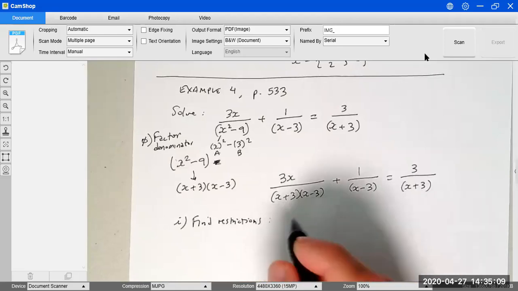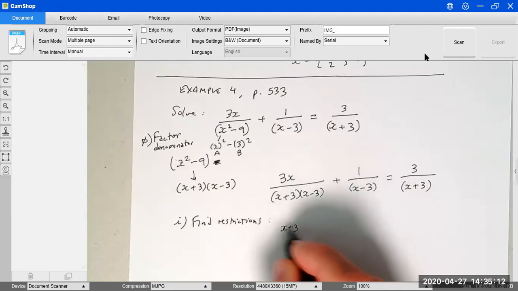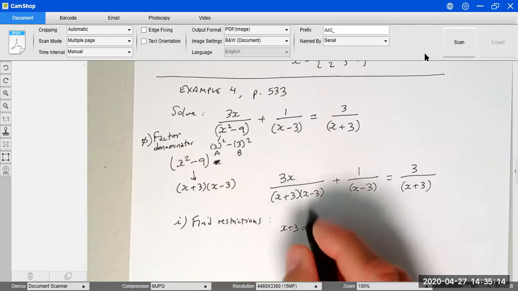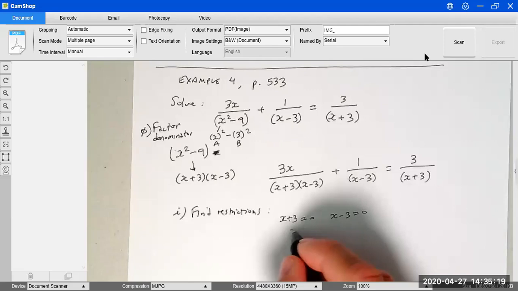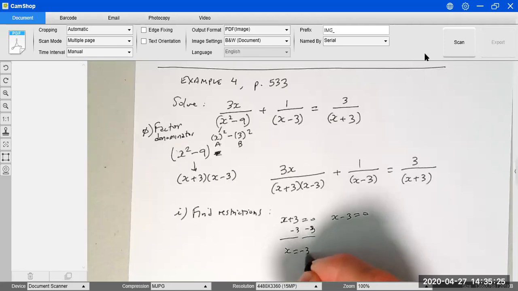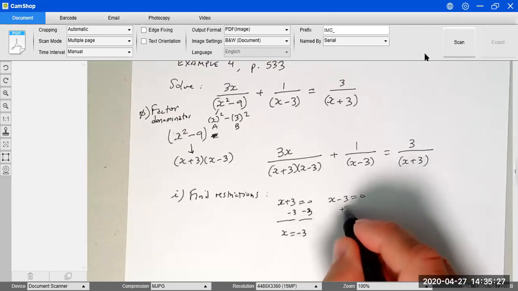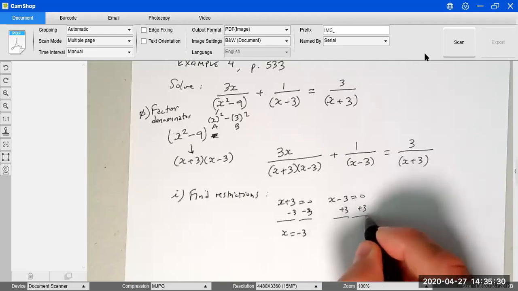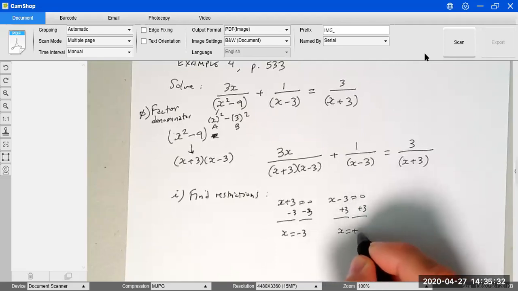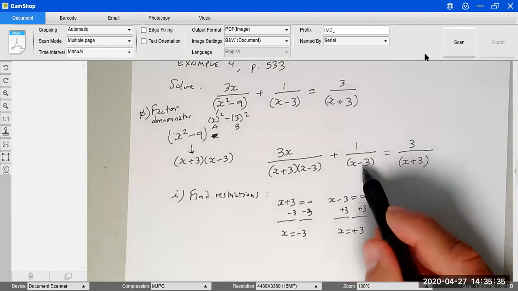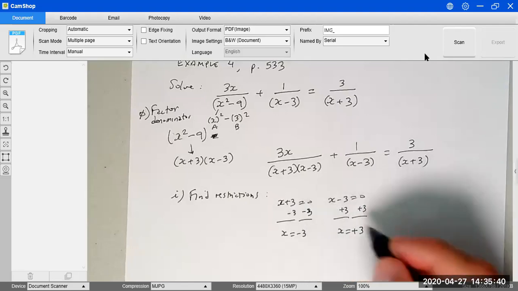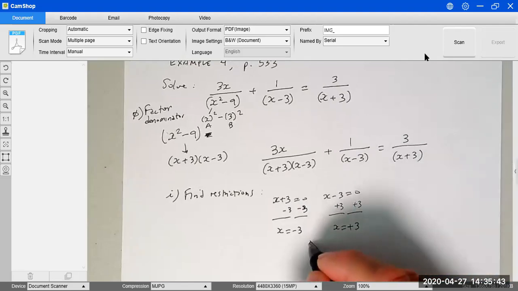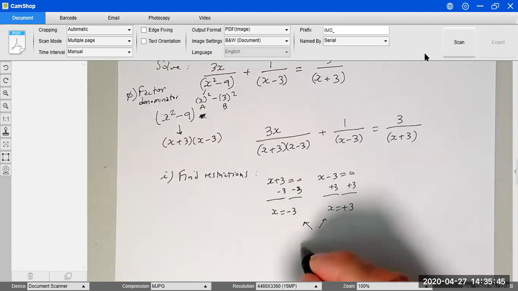If you equate the first one, you have x plus 3 from here equal to 0 and x minus 3 equal to 0. So you're going to get minus 3 here. So you get x equals negative 3. And from here you're going to get plus 3. So you're going to get x equals plus 3. Then from this one, x minus 3 equal to 0 is this equation. X plus 3 equal to 0 is this other one. So there are only two restrictions. So these are our restrictions on the variable.